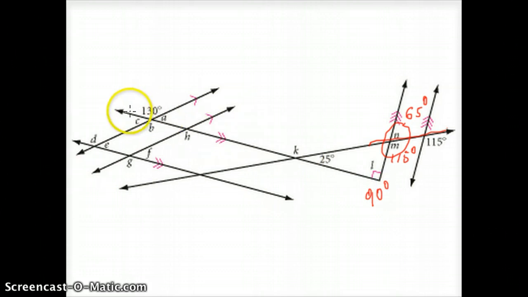And now if we move over here, let's look at these two parallel lines. We have a transversal coming up this way. So again, if I look at angle 130, at this parallel line, it corresponds to angle D on this parallel line. So D is 130 degrees. If we look at B, B is a vertical angle with 130. So B is also 130 degrees.